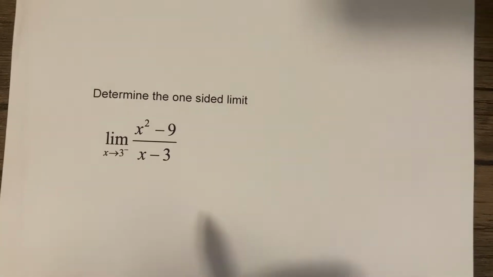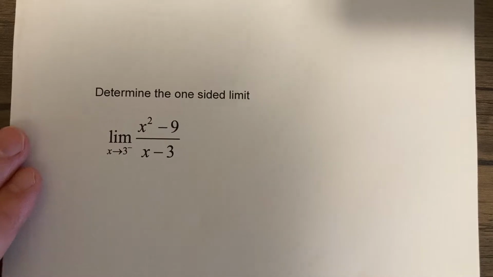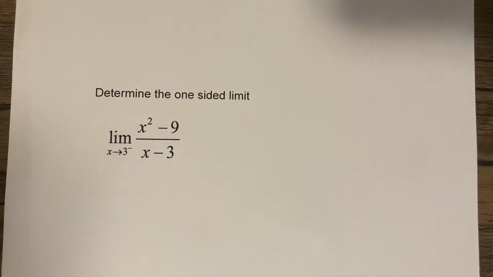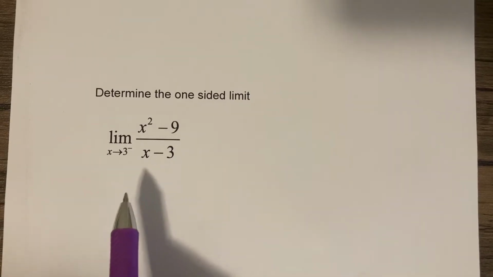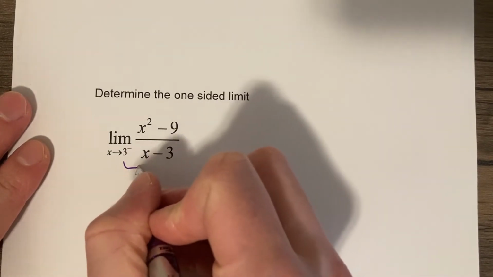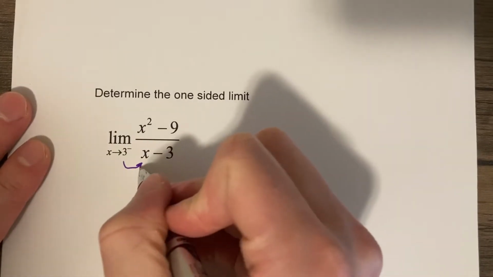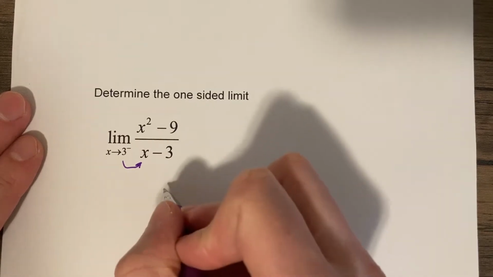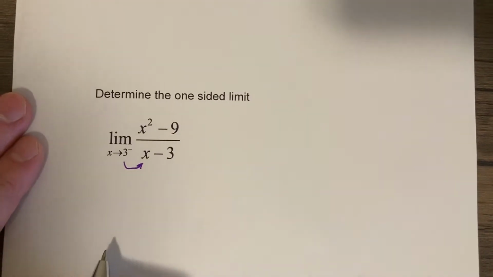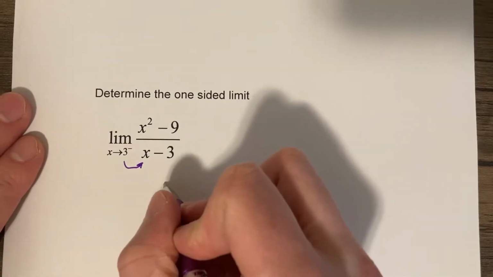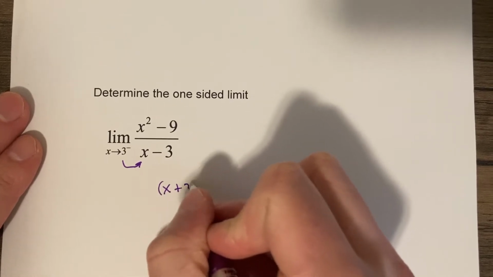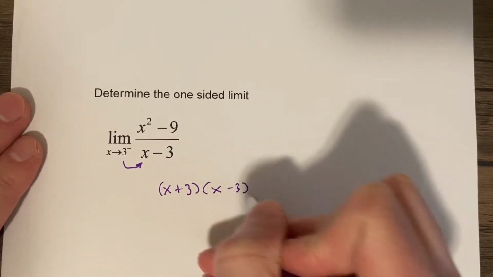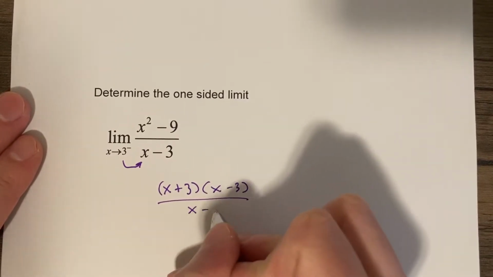All right, so our first example, determining the one-sided limit. We can still use those same strategies as last week. For this, we can't use direct substitution. If we plug 3 in here for x, we're going to be dividing by 0, so that's not an option. But if we look at the numerator, x squared minus 9 is factorable. So we could write this as x plus 3 times x minus 3, over x minus 3.